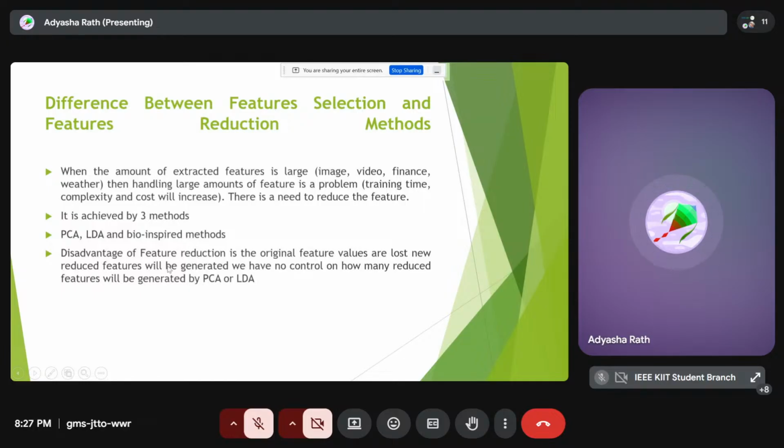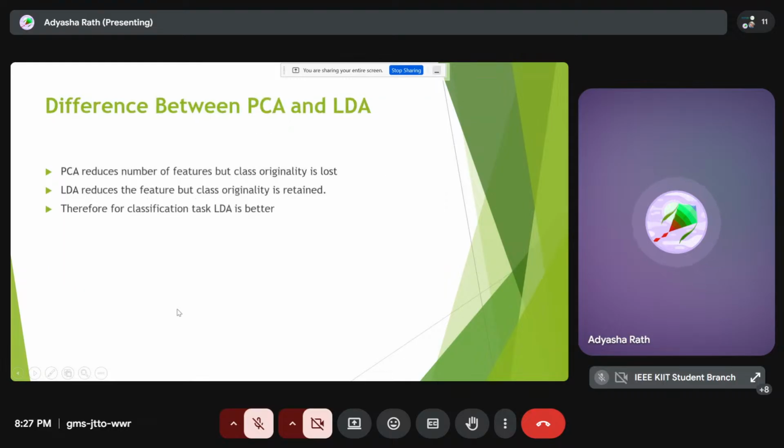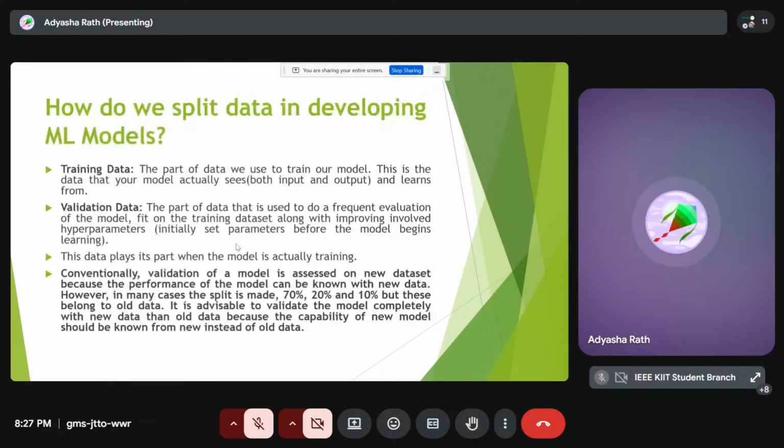But the disadvantage of feature reduction is that the original feature values are lost. New reduced features will be generated. We have no control over how many reduced features will be generated by PCA or LDA. The difference between PCA and LDA is that PCA reduces the number of features but the class originality is lost. LDA reduces the features but the class originality is retained. Therefore, for the classification task, LDA is better.